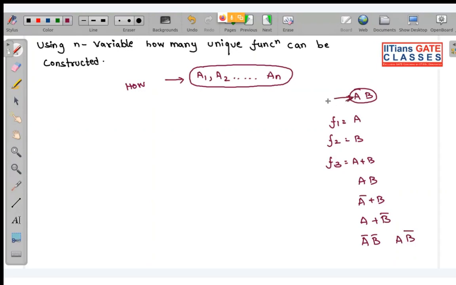First, you tell me this. Next, we are going to generalize it to n variables. So can you tell me how many functions we can generate using two variables? Anyone?